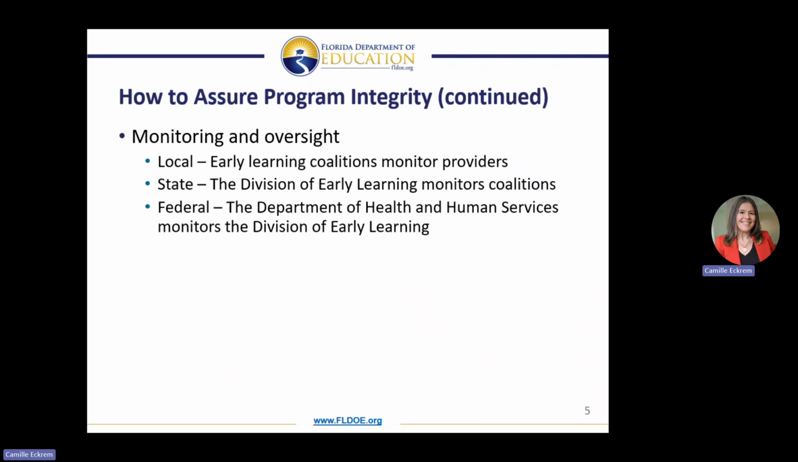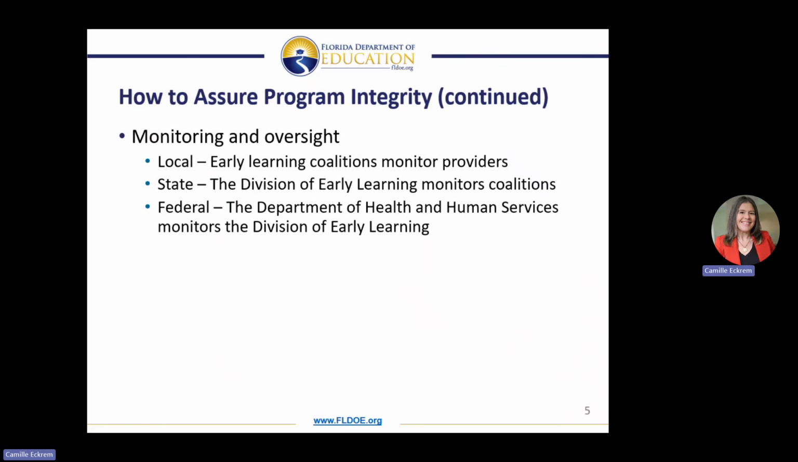And here's the 5th element of program integrity. Remember the slide, What is Program Integrity, a couple slides back? It said that appropriate use of funds is important, right? And how do we confirm that everyone is using funds appropriately? Through monitoring. Program integrity, including monitoring, happens at every level: local, state, and federal.